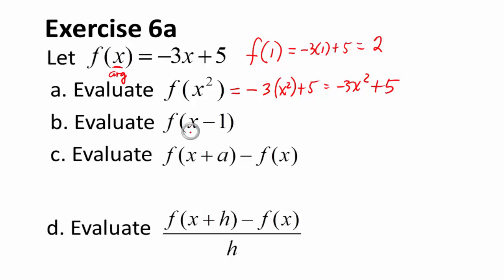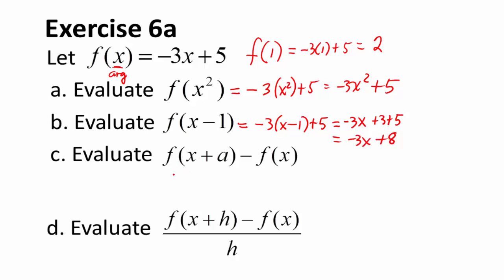Now what about f of x minus 1? This just says that instead of the x, I replace it by this term. So you go -3 times (x minus 1) plus 5. And we do a little bit of work here because you have to simplify. You're going to have -3x and a -3 times -1 would be +3, plus 5. You're going to have -3x plus 8.